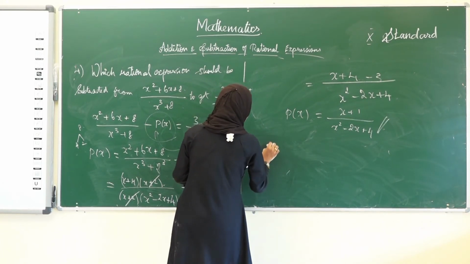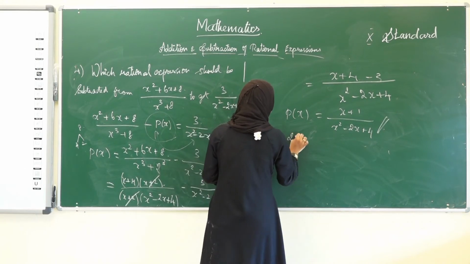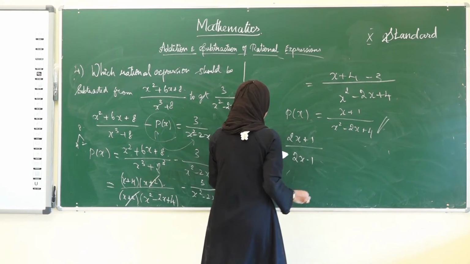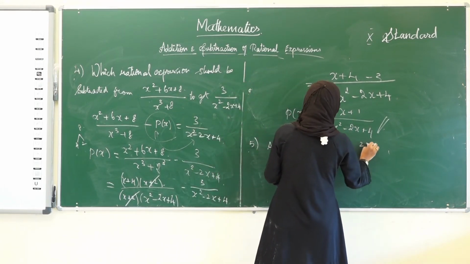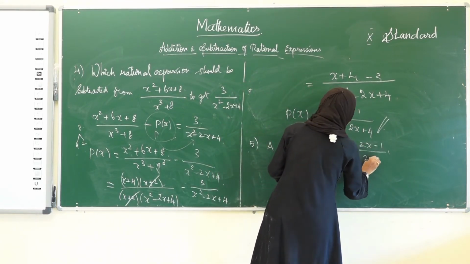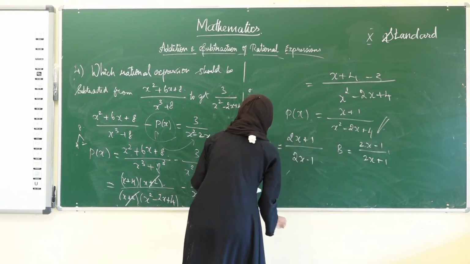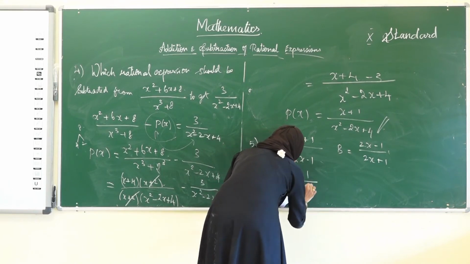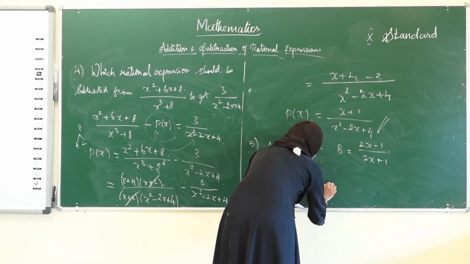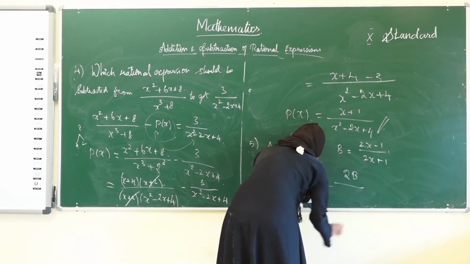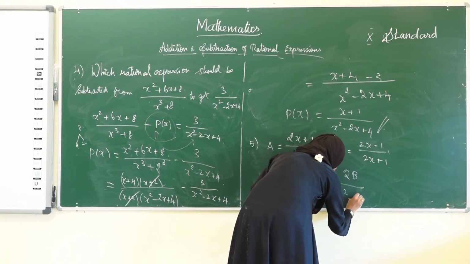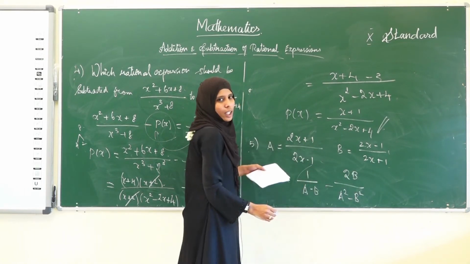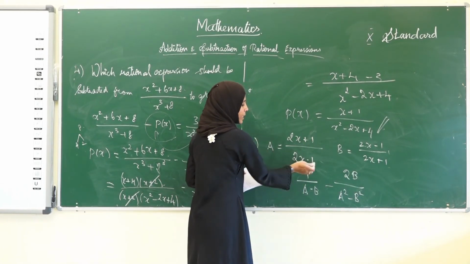What they have given: a's value is 2x plus 1 divided by 2x minus 1 and b's value is 2x minus 1 divided by 2x plus 1. What we have to find is 1 divided by a minus b, minus 2b divided by a squared minus b squared. First we solve this. We just reduce this. This is in a big format, so we should reduce it.